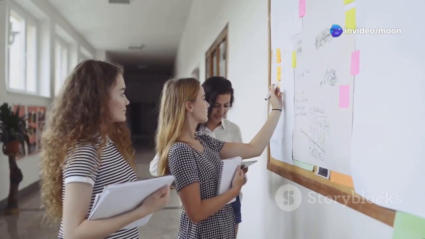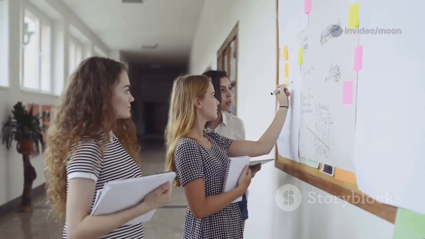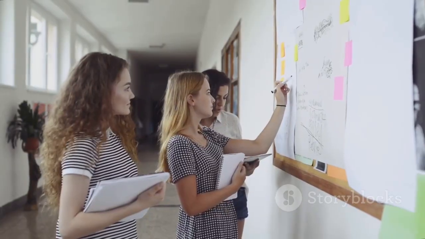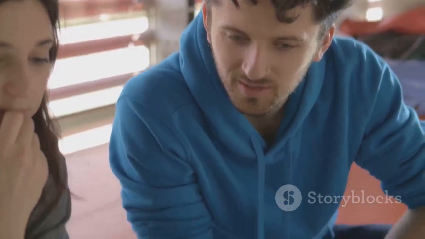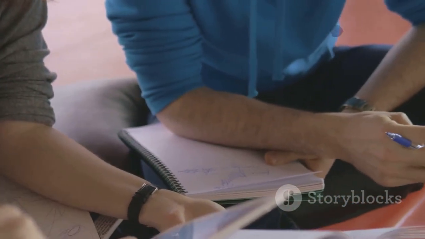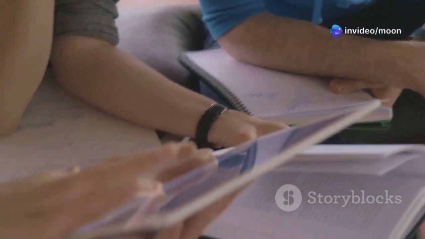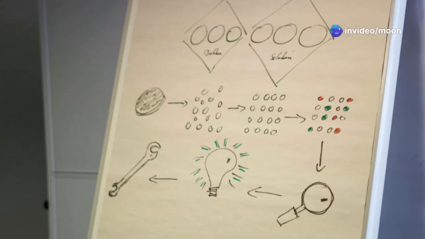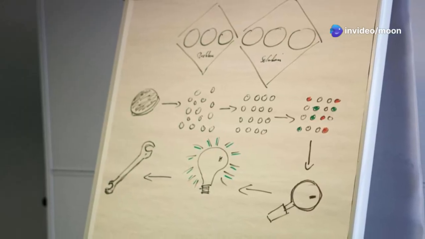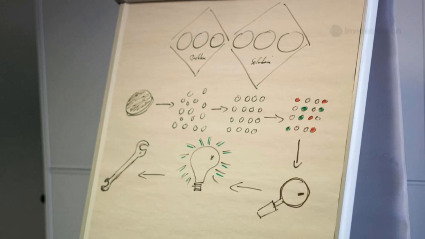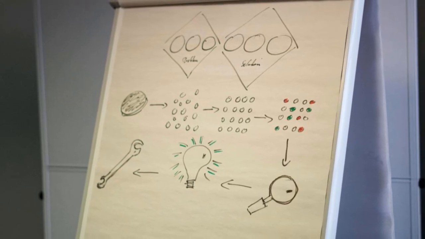Whether you're a student, a teacher, a researcher, or just someone who loves to learn, understanding the different types of concept maps can greatly enhance your ability to process and communicate information. In this video, we'll explore 6 distinct types of concept maps: hierarchical, network, flowchart, system, spider, and landscape.